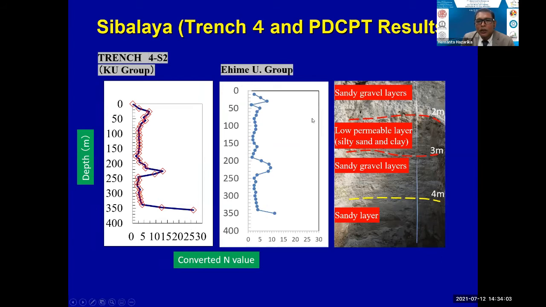And next, another PDCPT next to Trench 4. Our results and their results are almost similar. You can see, as last year, up to 2 meters, then there are some gravelly layers, then again some sandy layers and things like that. So this is again sandy layers, low permeable layers, sandy gravel, and sandy layers.